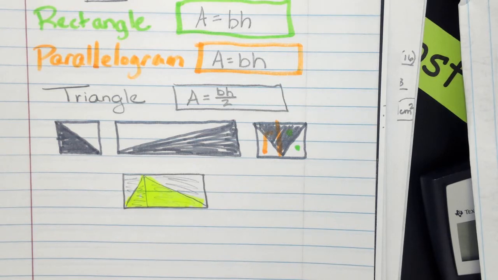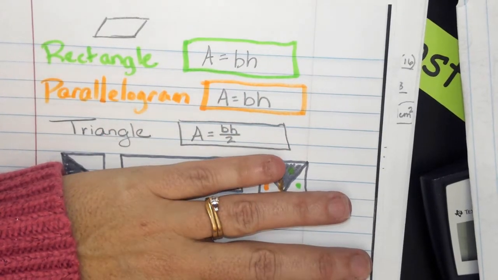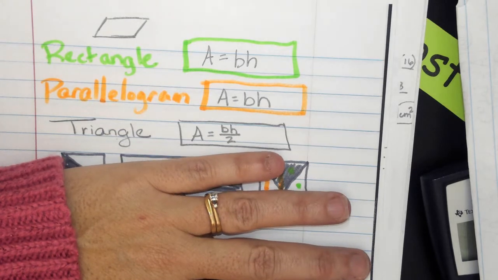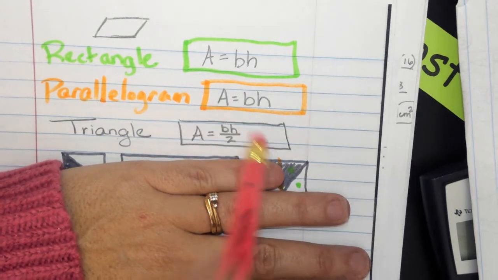Okay? On Friday, these are the first 3 things you just got to give me in the right place. Okay? You got to give me A equals. You got to give me the right formula.